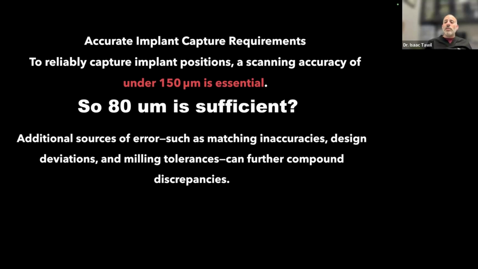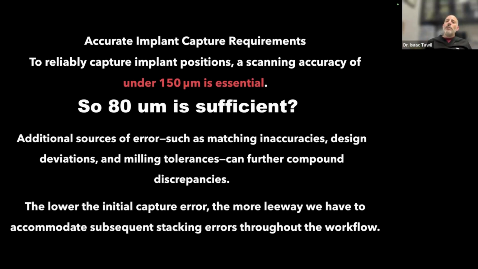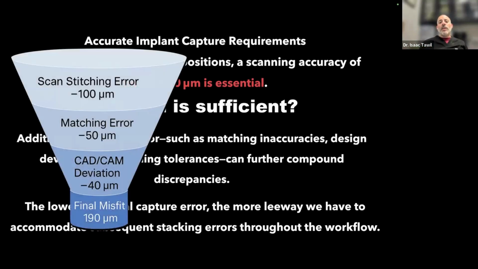If our threshold is 150 microns, then we don't have a lot of leeway if our initial capture is taking up almost half or more than half of that error margin. We need to have more cushion, so if we can have less error at the time of capture, we will have a better outcome and less chances of issues, let's say during the milling phase or the CAD CAM design phase or the matching stages that occur.